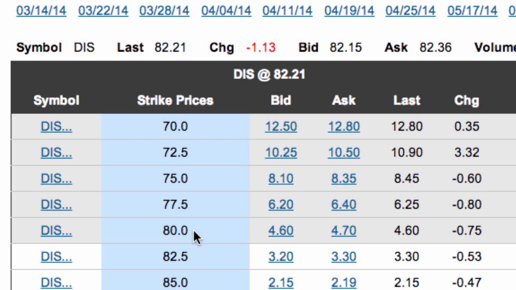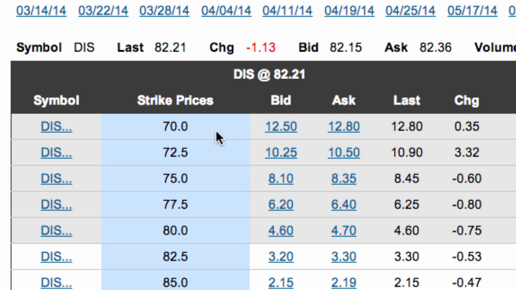If I look at the strike price above it, the next strike price is $77.50. Again, the actual price is $82.21, so that would make the intrinsic value $4.71. If I skip all the way up to the very top line here, the strike price of $70, the intrinsic value on that one would be $12.21.